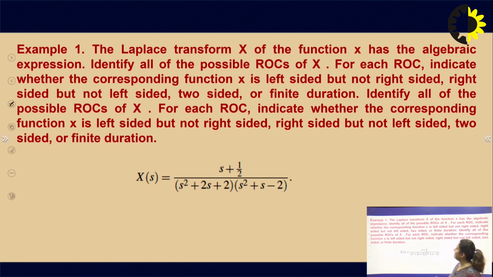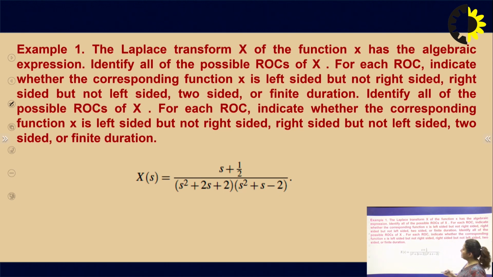So example 1, the Laplace transform X of the function x has the algebraic expression. Identify all the possible ROCs of X. For each ROC, indicate whether the corresponding function x is left-sided but not right-sided, right-sided but not left-sided, two-sided or of finite duration.